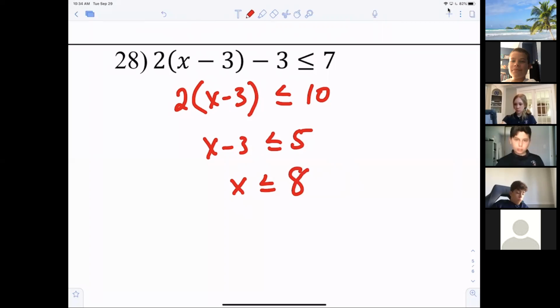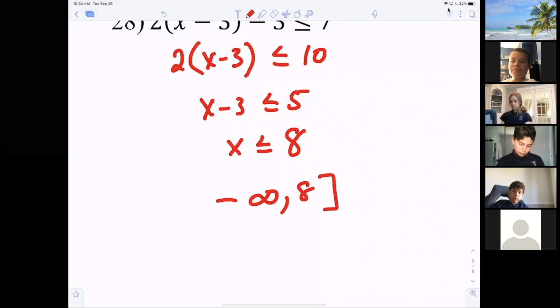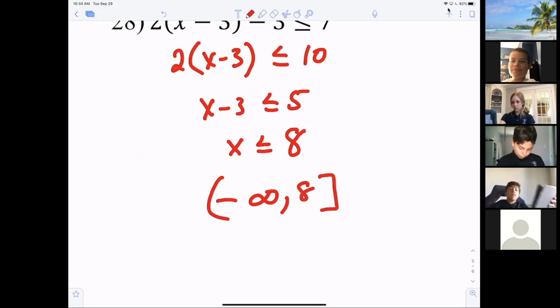Anybody have any issues? All right. So now, interval notation would mean we're starting at what? Negative infinity, and we're going to bracket where? On the 8. Still good? Guys, remember, I say every day, I know it's annoying, the face mask and stuff, but if you're not understanding, you got to tell me. Anybody have any questions? All right, let's check out 30.